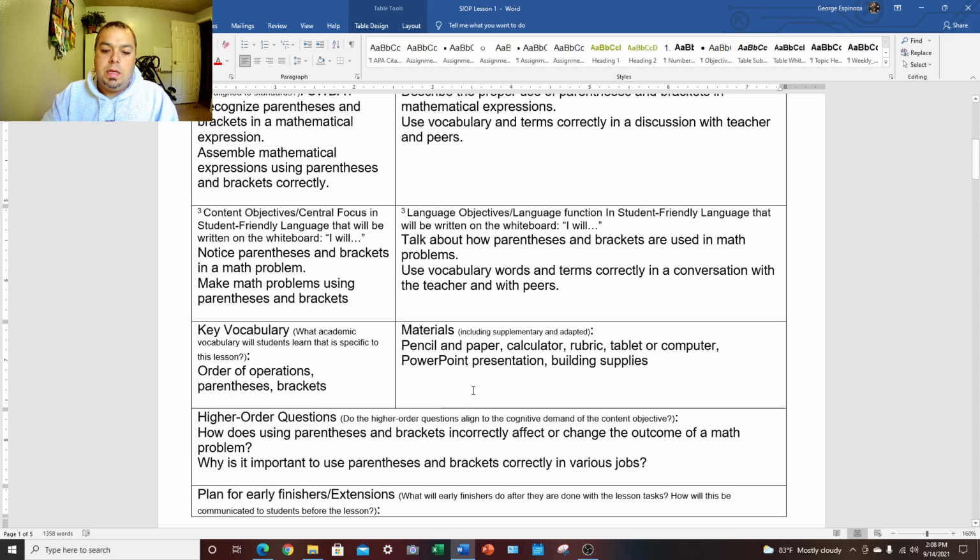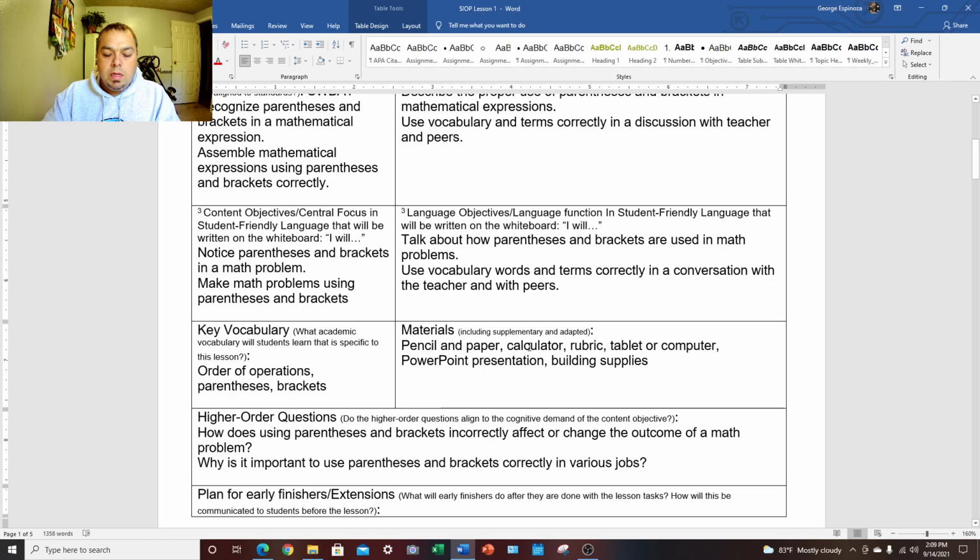The materials that they will need to complete this lesson specifically would be pencil and paper, a calculator for some of the more complex math problems, a rubric, which will be used in lesson 2 of the unit, and a tablet or computer mainly for early finishers. I'll talk about it a little bit later, but early finishers have the option to participate in online gamification assignments that they will get to do if they finish the assignments early.